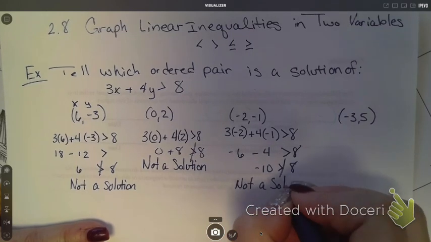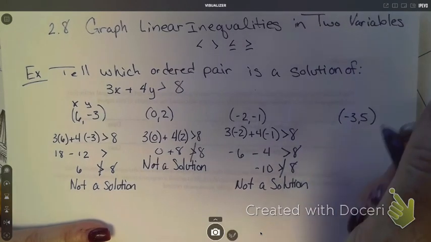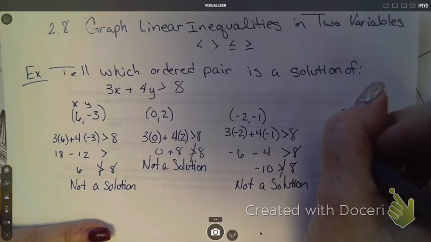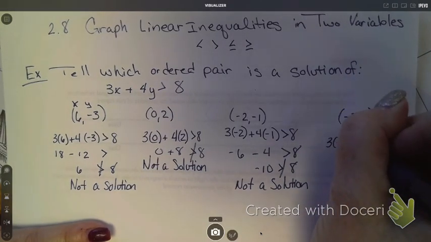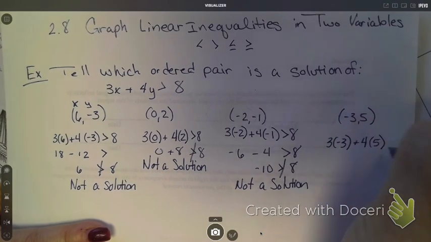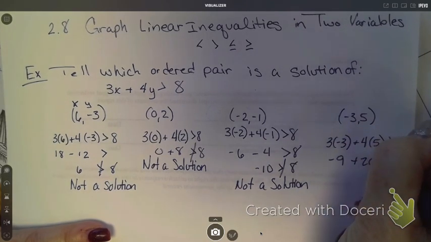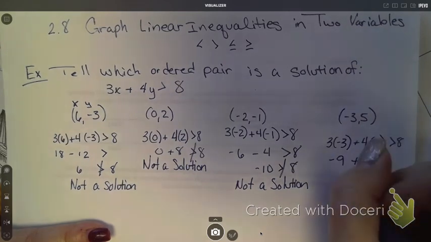Okay, so did you find that negative 2, negative 1 was not a solution? Yes. I already know this one's going to be a yes because 20 is bigger. So negative 9 plus 20 equals 11. So 11 is greater than 8, so it's a solution.